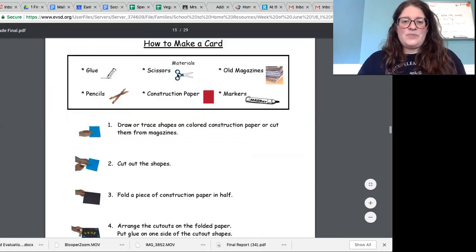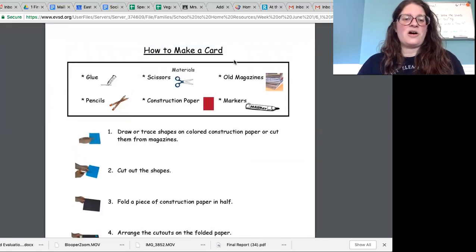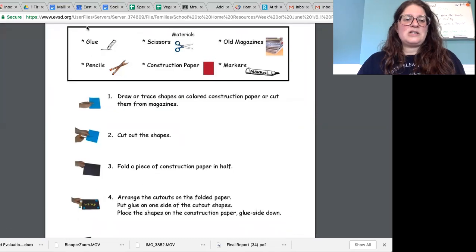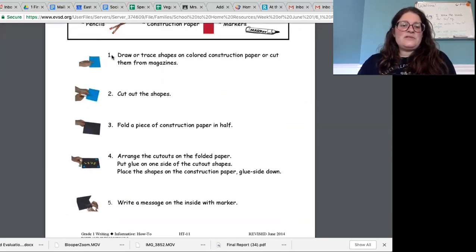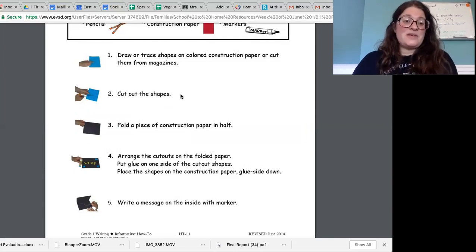So here's an example. This one is how to make a card. At the top, they brainstormed the materials you would need for making a card, like a birthday card: glue, pencils, scissors, paper, maybe old magazines to cut out pretty pictures, markers. And then it's really easy. What you do next is you make a list, and in each of the steps, you write sentences that will teach the person reading it how to do your skill. So you get to be the teacher.